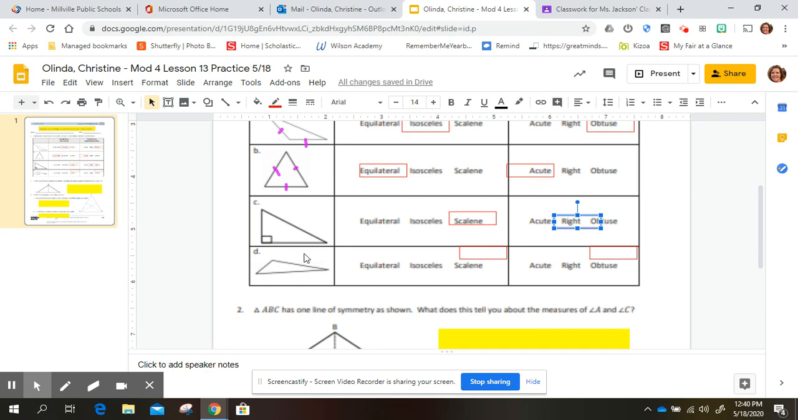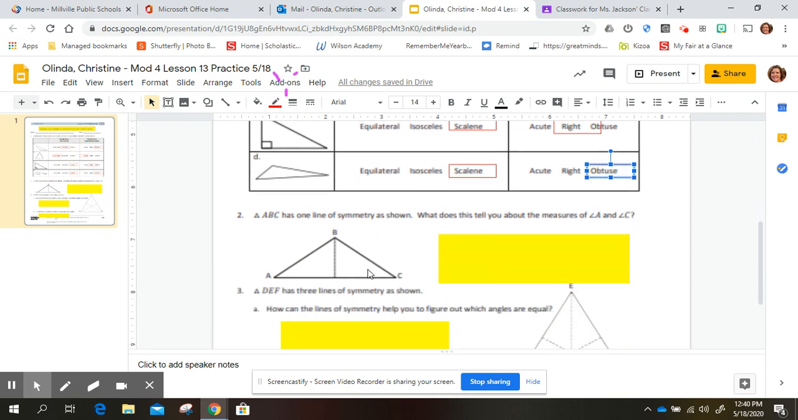There are no lines here to tell me that any of the sides are equal, so that's scalene. But there's also no box here, no little square in the corner. So it has to be an obtuse angle because it's not a right angle and it's bigger than 90 degrees.